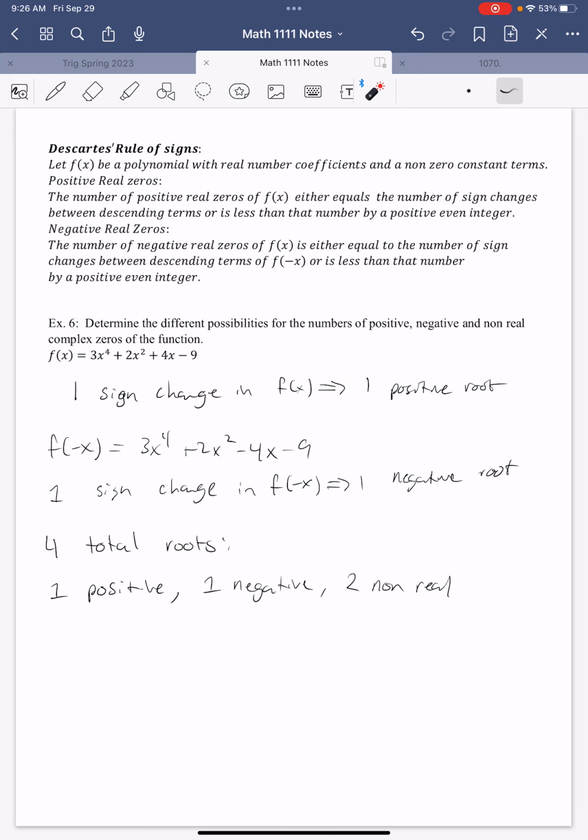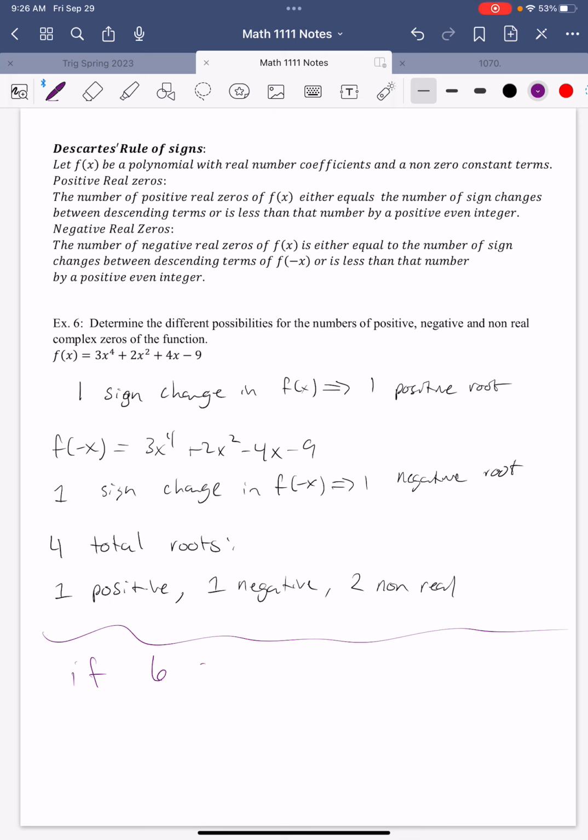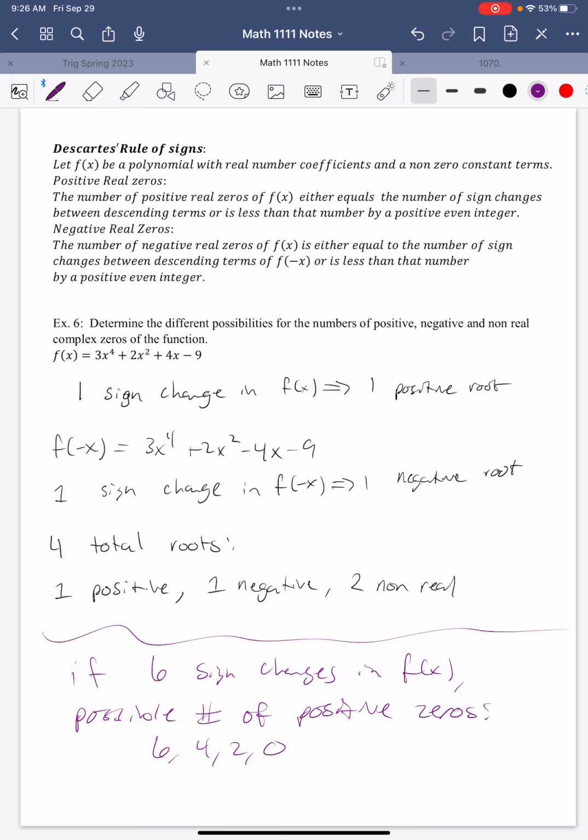So here's the key though. It's the number of sign changes between descending terms or less than that number by a positive even integer. So for example, real quick, if 6 sign changes in f of x, the possible number of positive zeros is 6, 4, 2, or 0. So it's not just equal to the amount of sign changes, it's that number or minus 2, minus 2, minus 2.